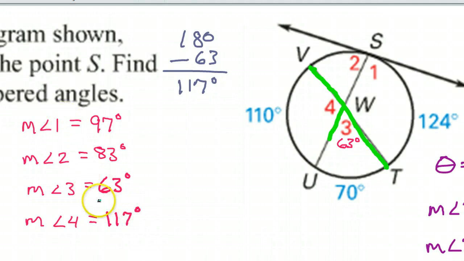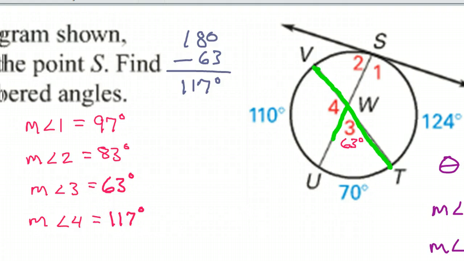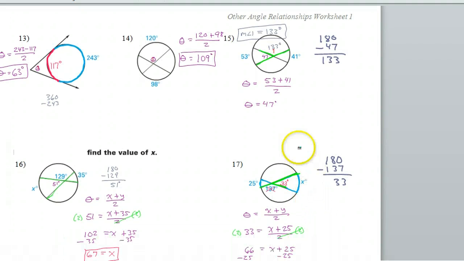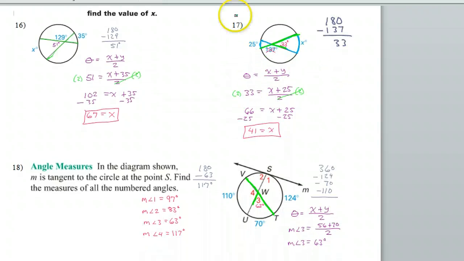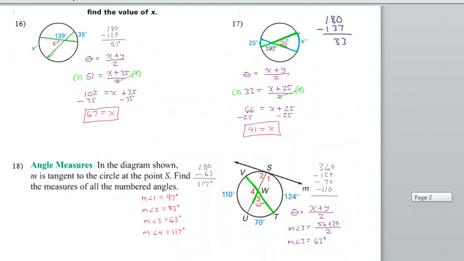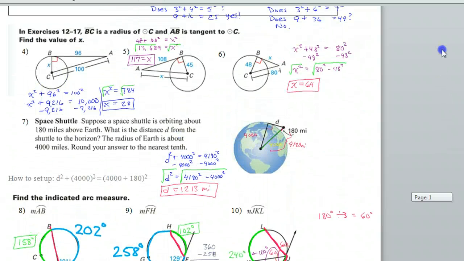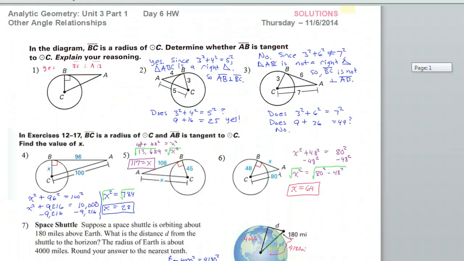We found all 4 in order. That was number 18. Is there a number 19? Is there another one down here hiding somewhere? I don't think so. Let me just zoom out to be sure that I'm not skipping anything. Alright guys, I think we have finally reached the end of this lesson. Yep, we did it all.